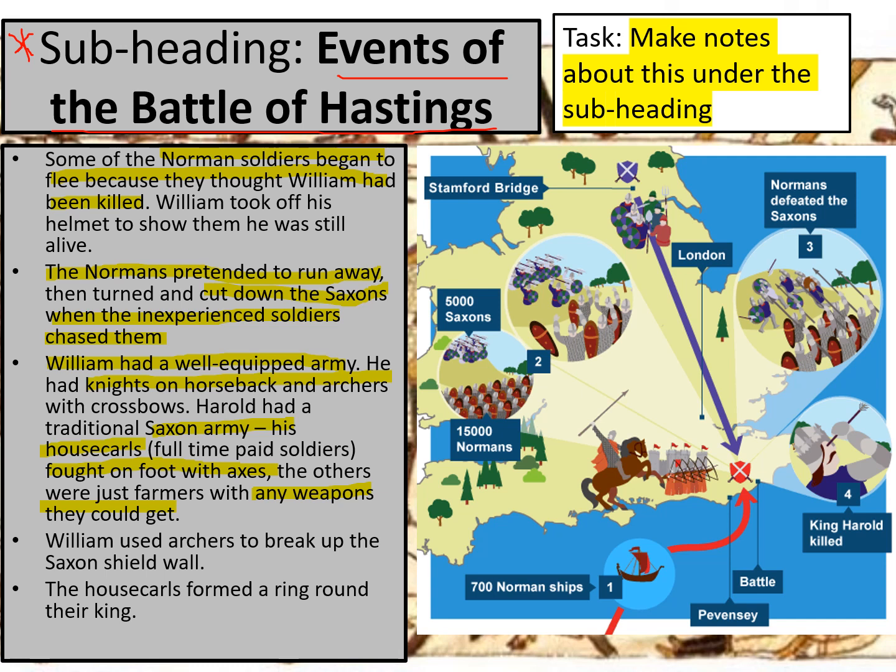William, of course, uses his archers to break up the Saxon shield wall at the top of Senlac Hill. And essentially, what we begin to see is the Normans take advantage of the battle and begin to tear down the Saxon army. Again, I'd ask you to stop the video now and make a few notes about this important part of the story, the events of the battle.